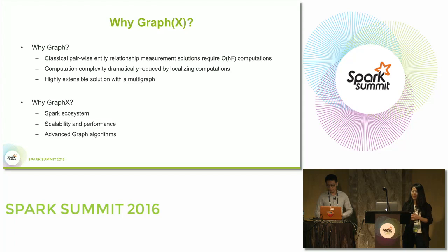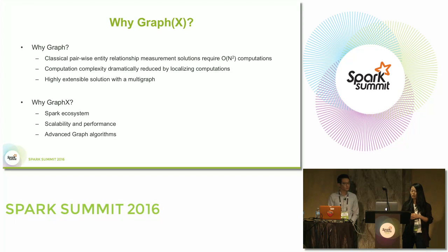So choosing GraphX is a pretty straightforward decision for us because the rest of our detection models are already running in the Spark ecosystem, as most of your models are. So we have our detection models running in Spark Core and Spark Streaming, and in the near future, our detection model will be on MLlib.